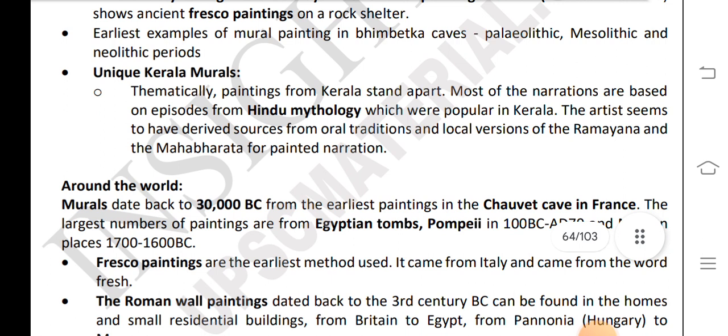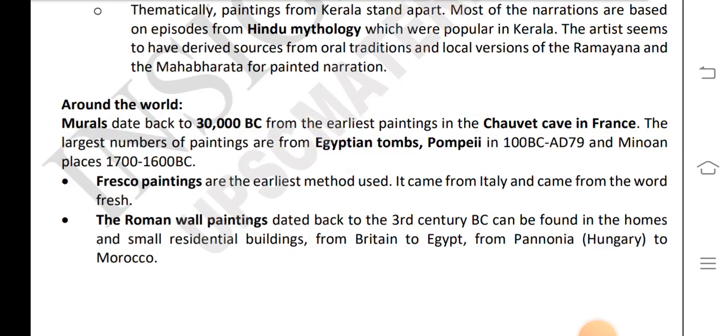Ravan Chhaya rock shelter paintings, located in Odisha, show ancient fresco paintings on rock shelters. The earliest examples of mural painting are in the Bhimbetka caves from the Paleolithic and Neolithic periods. Unique Kerala murals.